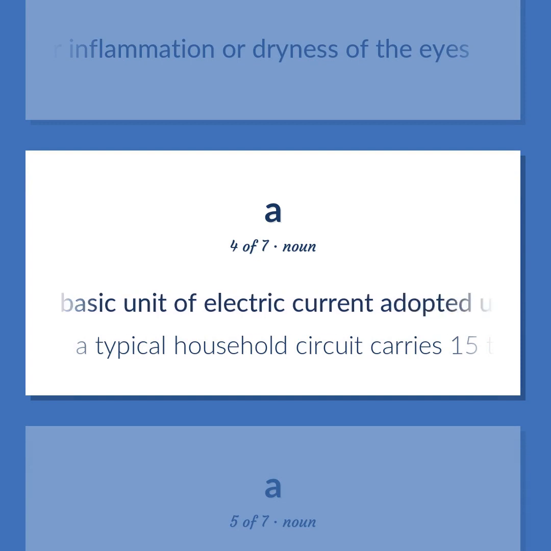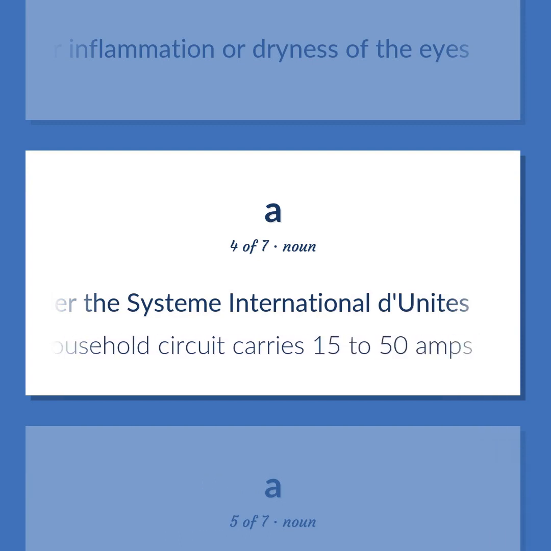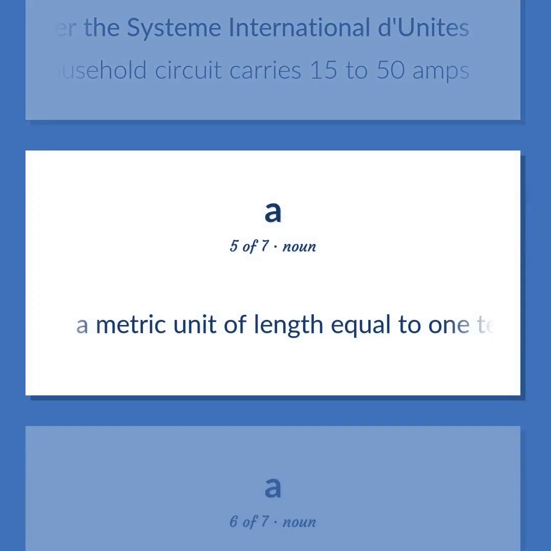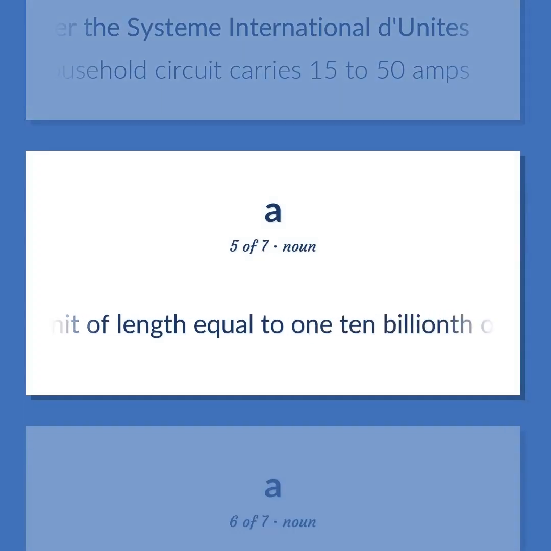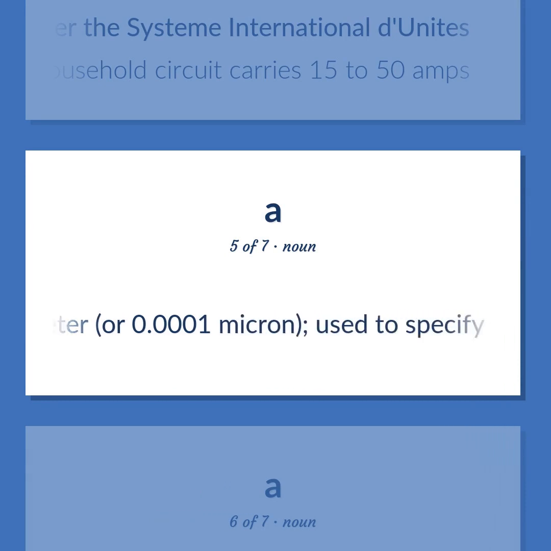The basic unit of electric current adopted under the System International d'Unités. A typical household circuit carries 15 to 50 amps. A metric unit of length equal to 1/10 billionth of a meter, or 0.0001 micron, used to specify wavelengths of electromagnetic radiation.